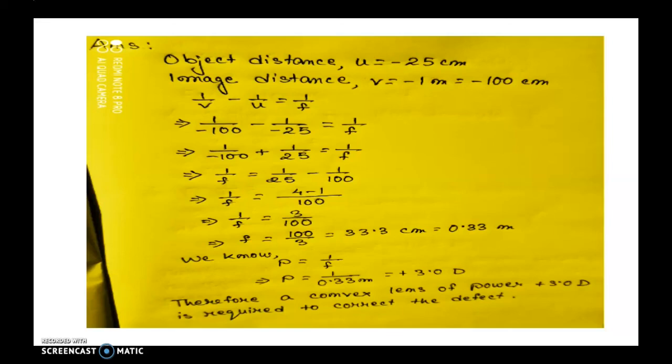0.33 meter. Now again using the formula of the power, that is P equal to 1 by f, we get the value of P as plus 3.0 diopter. Therefore, a convex lens of power plus 3.0 diopter is required to correct the defect.